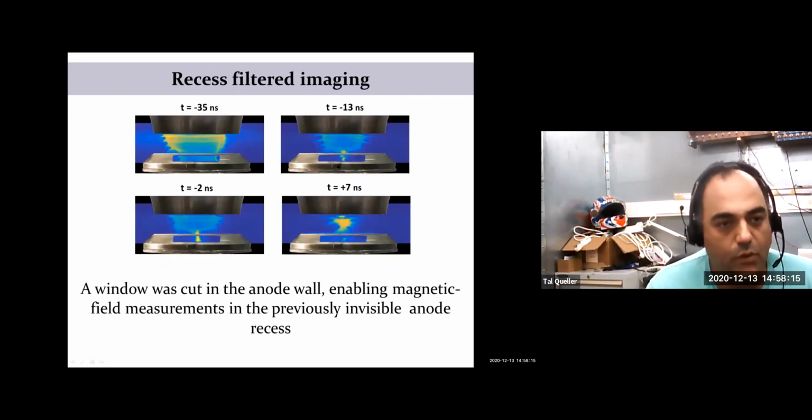So this is how we did it. We opened a window like that in the anode. This enabled us to perform the same measurements we did in the main gap also on the recessed gap. And first we saw that, as expected, the implosion happens in this volume a little bit before it happens in the main gap, but this was expected because we see this phenomenon of zippering also in the main gap.